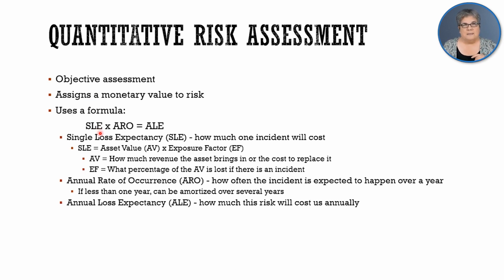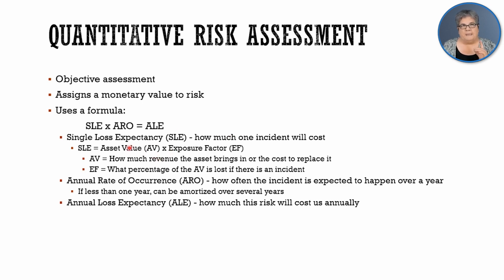The single loss expectancy, SLE, times the annual rate of occurrence equals the annual loss expectancy. In other words, you do this by year. This is going to happen 10 times a year, and we know this from historical data. It's going to cost $1,000 every time it happens. That is 10 times 1,000, so $10,000 annual risk. So SLE, single loss, times ARO, annual rate of occurrence, equals annual loss expectancy.